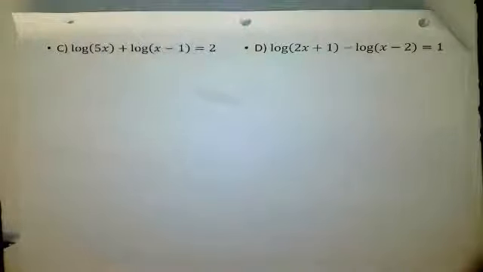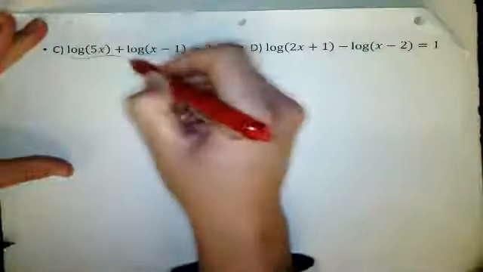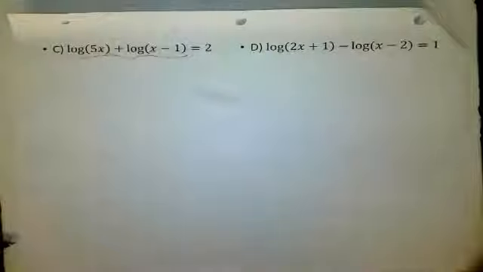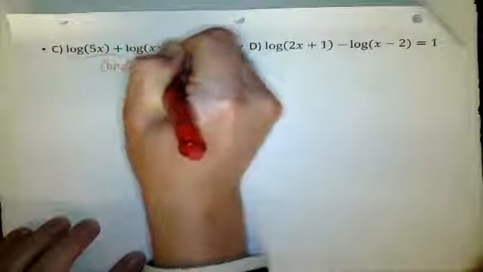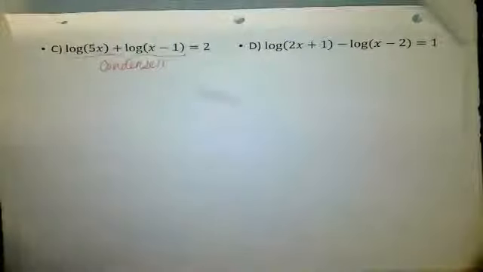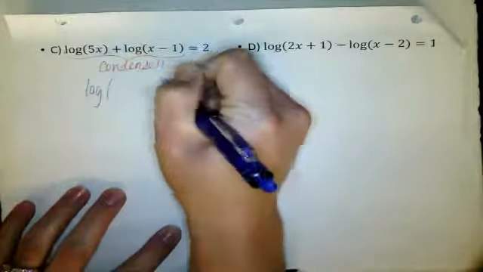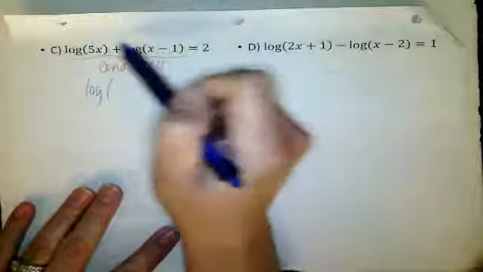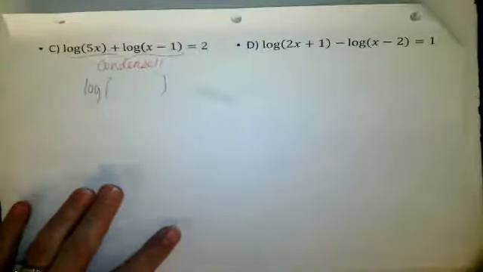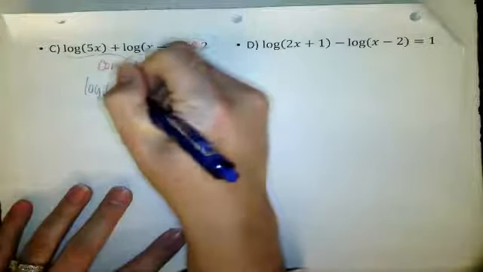Log of 5x plus log of x minus 1 equals 2. What do you think we need to do here? Condense. Very good. I don't have any way of solving when I've got multiple logs floating around. So we need to condense first. That is why we learned those properties on Friday. So we are condensing to a single log. What property allowed me to add the logs? The product property.